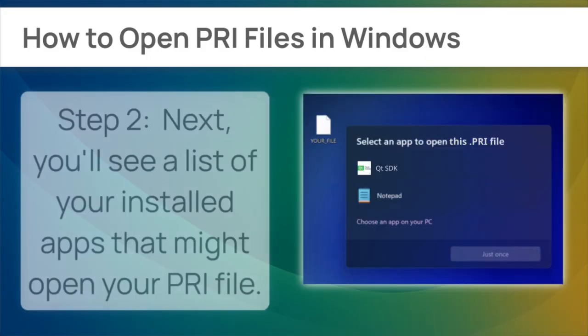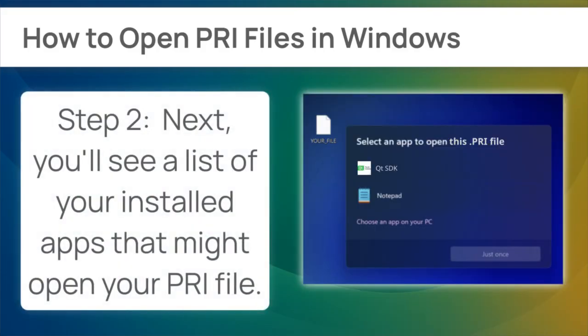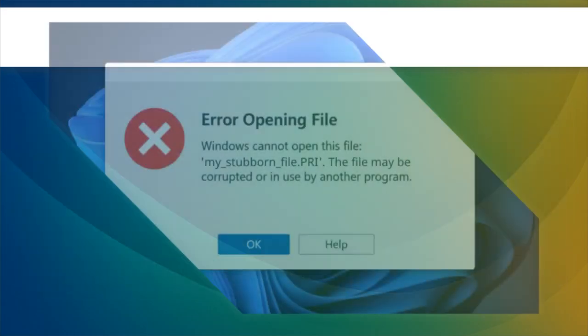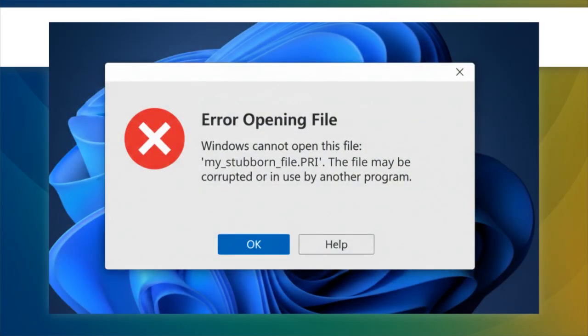Right-click your PRI file and click Open With. Test with Qt SDK first. If it's not there, choose a different application. Sometimes a generic viewer works better. If you still can't open the PRI file, it's okay.